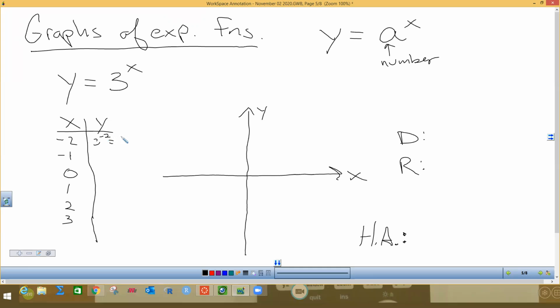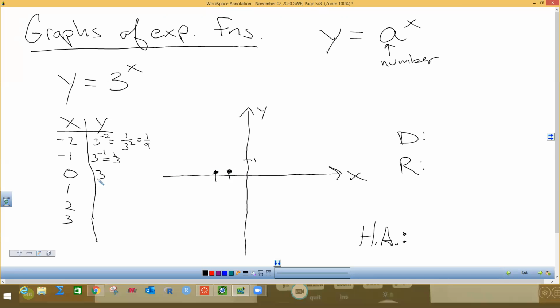A rule with negative exponents is you can move them to the denominator. If they're negative in the numerator, it makes them positive. So this is 1/9. So if you go over here to negative 2, you're at 1/9. You're just a little above the x-axis. And if you do 3 to the negative 1, that's 1/3, because you move the 3 to the first to the bottom. So if this is 1 right here, you're about 1/3 of the way here at negative 1.